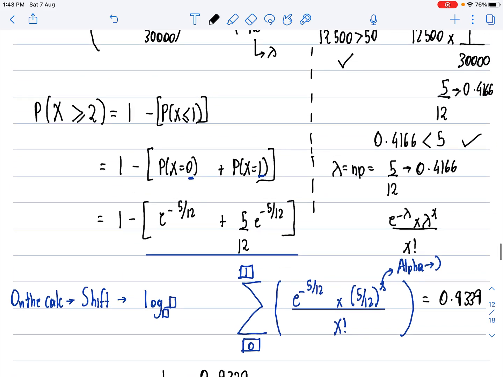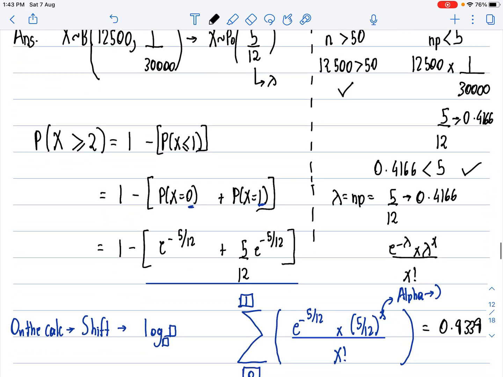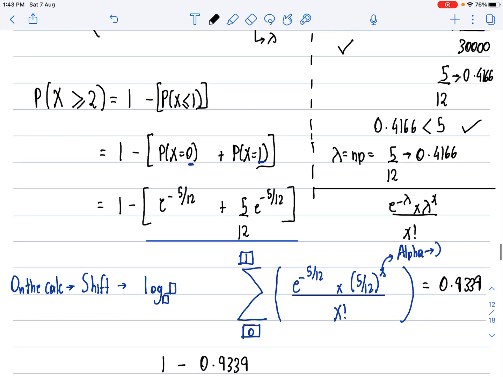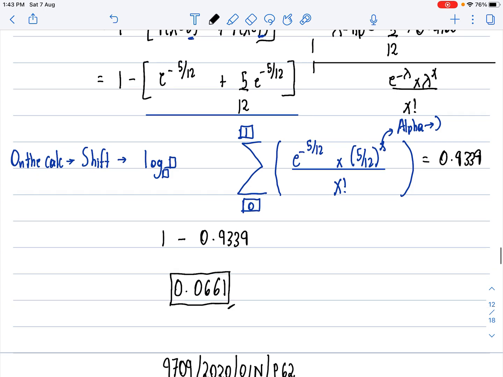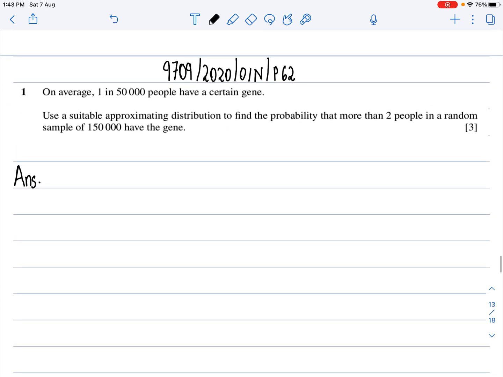So the main thing you need to understand is whenever they give you a binomial, see if it matches the conditions. Once it matches the conditions, you can simply convert it to Poisson and then do the normal Poisson distribution, which we know how to solve. Now let's do another example so that we are 100% sure with this concept.